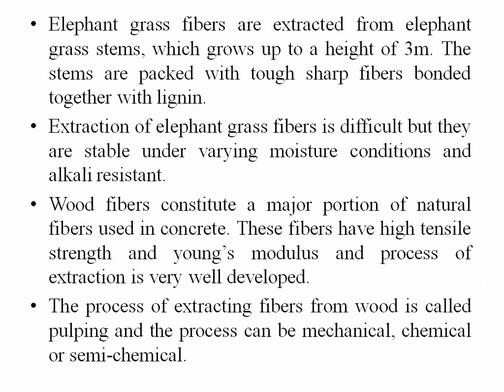And next is elephant grass. Elephant grass fibers are extracted from the elephant grass stems, which grow up to a height of 3 meters. That's why it is called elephant grass. The stems are packed with tough sharp fibers bonded together with lignin. The extraction of elephant grass fiber is difficult, but they are stable under varying moisture conditions and have alkali resistance. As they have a height of 3 meters, the extraction is quite difficult, but they are stable under varying moisture conditions and alkali resistance.